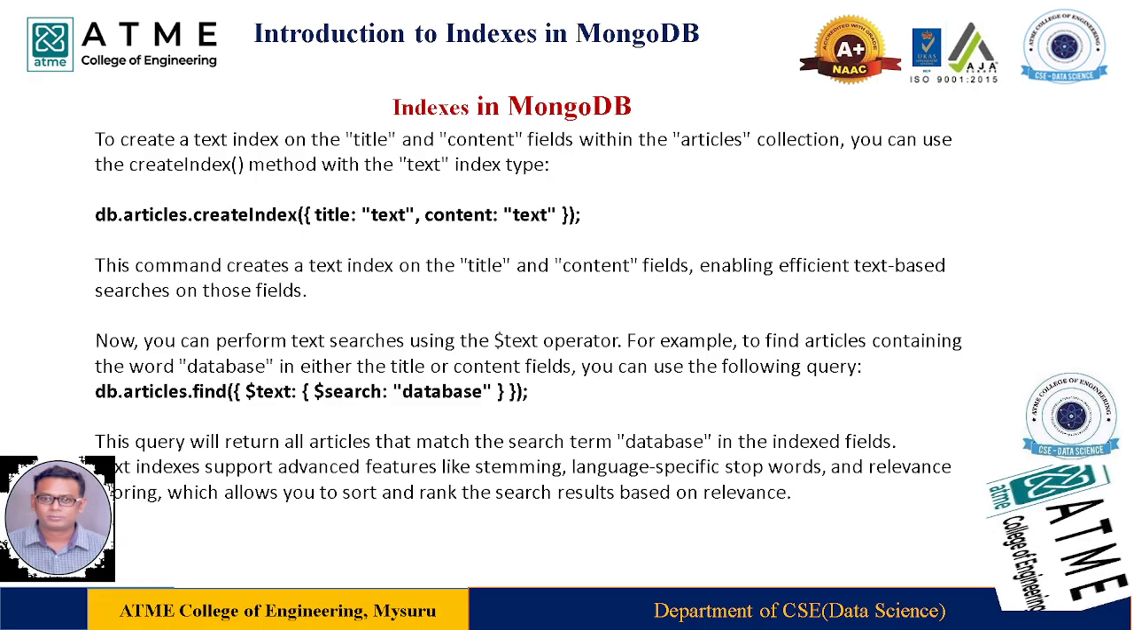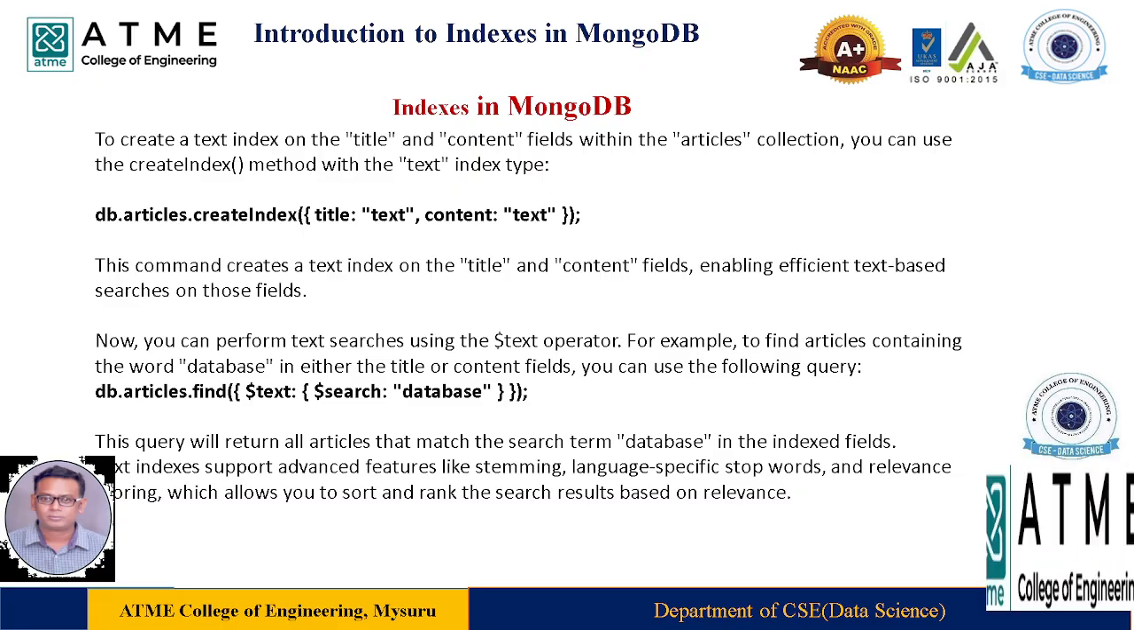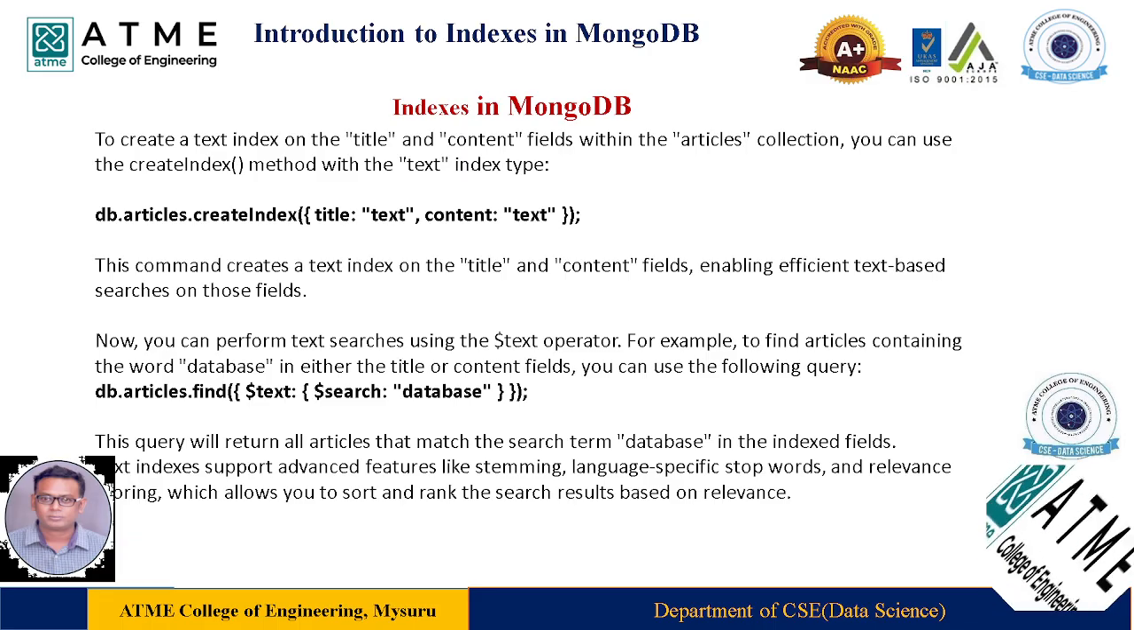So db.articles, where articles is the collection name, .createIndex. So title is the field name, followed by "text". Then you're specifying another field name, content: "text". So here you're creating a text index on two fields, that is title and content. This command creates a text index on the title and content fields, enabling efficient text based searches on those fields.